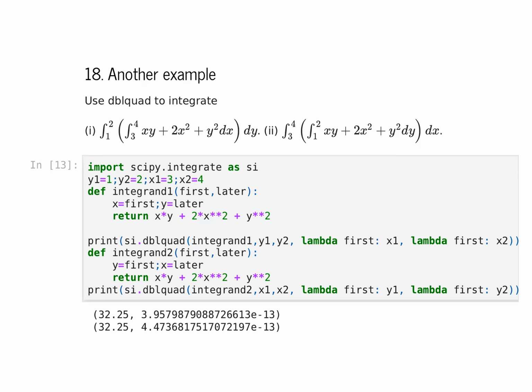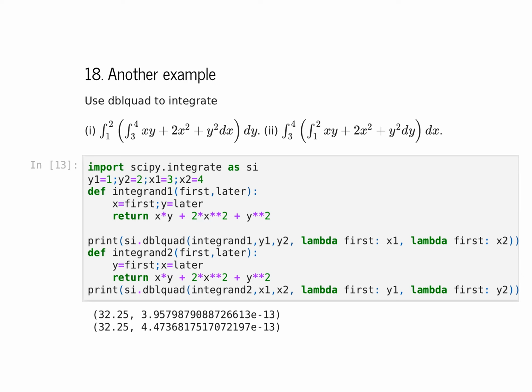Let us work through another example to further practice using the dblquad function. This time, the function we want to integrate is x times y plus 2 times x squared plus y squared. We will integrate this over a rectangular region where x varies from 3 to 4 and y varies from 1 to 2. We will compute this double integral in two ways to demonstrate that the order of integration does not change the outcome for such problems. First, we will integrate with respect to x first and then with respect to y. Second, we will integrate with respect to y first and then with respect to x.